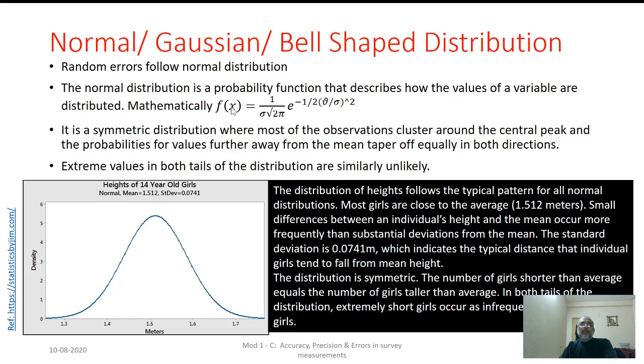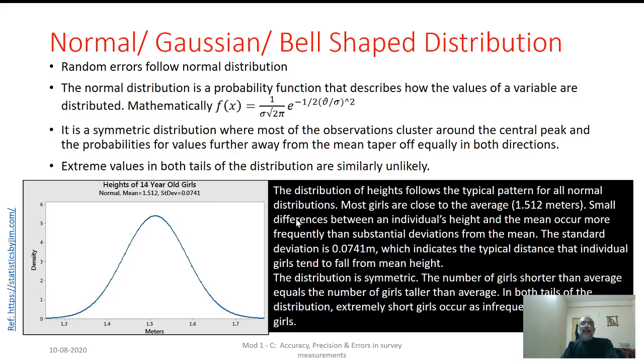Mathematically, it is expressed as f(x) equal to 1 upon sigma root 2 pi, e raised to minus 1 by 2, bracket nu by sigma, bracket square. The terms that are involved here we will be discussing shortly. So, it is a symmetric distribution where most of the observations cluster around the central peak and the probabilities for the values further away from the mean taper off equally in both directions.